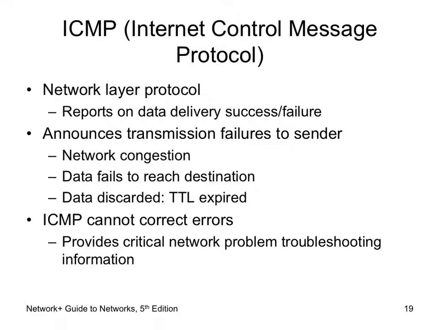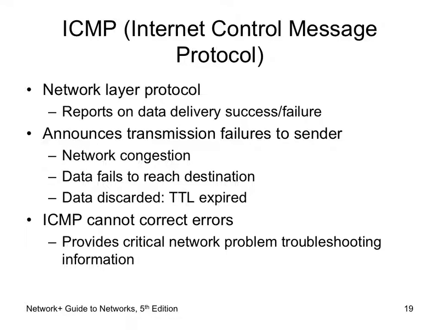ICMP, the Internet Control Message Protocol. This one is a network layer protocol. It reports on data delivery, success or failure. It announces transmission failures to the sender. Network congestion would be an example of causing failure. Data fails to reach its destination, either the computer is turned off, they lost connection, a wire was crimped, or hardware failure. Data was discarded, maybe the TTL expired.